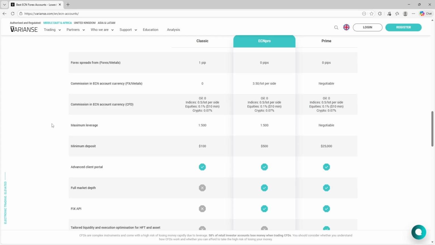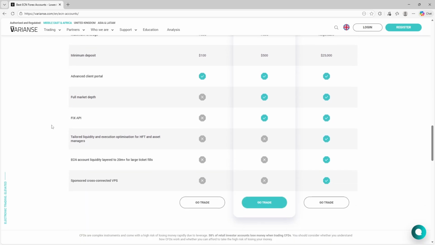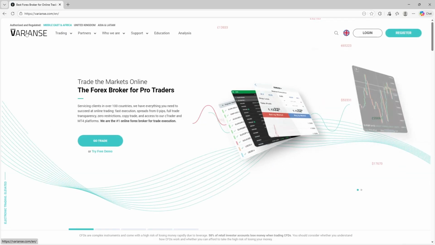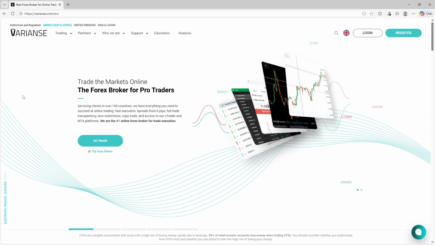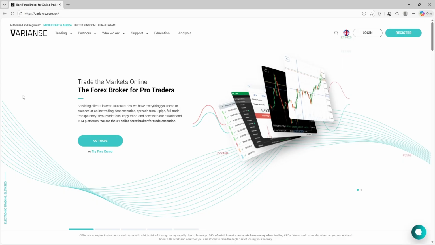requirements. Leverage can go up to 1 to 500 depending on region, and minimum deposits scale across tiers from relatively low on Classic to substantially higher on Prime. Overall, Varianse's structure rewards execution discipline, trading volume, and professional style strategies rather than casual or purely experimental trading.